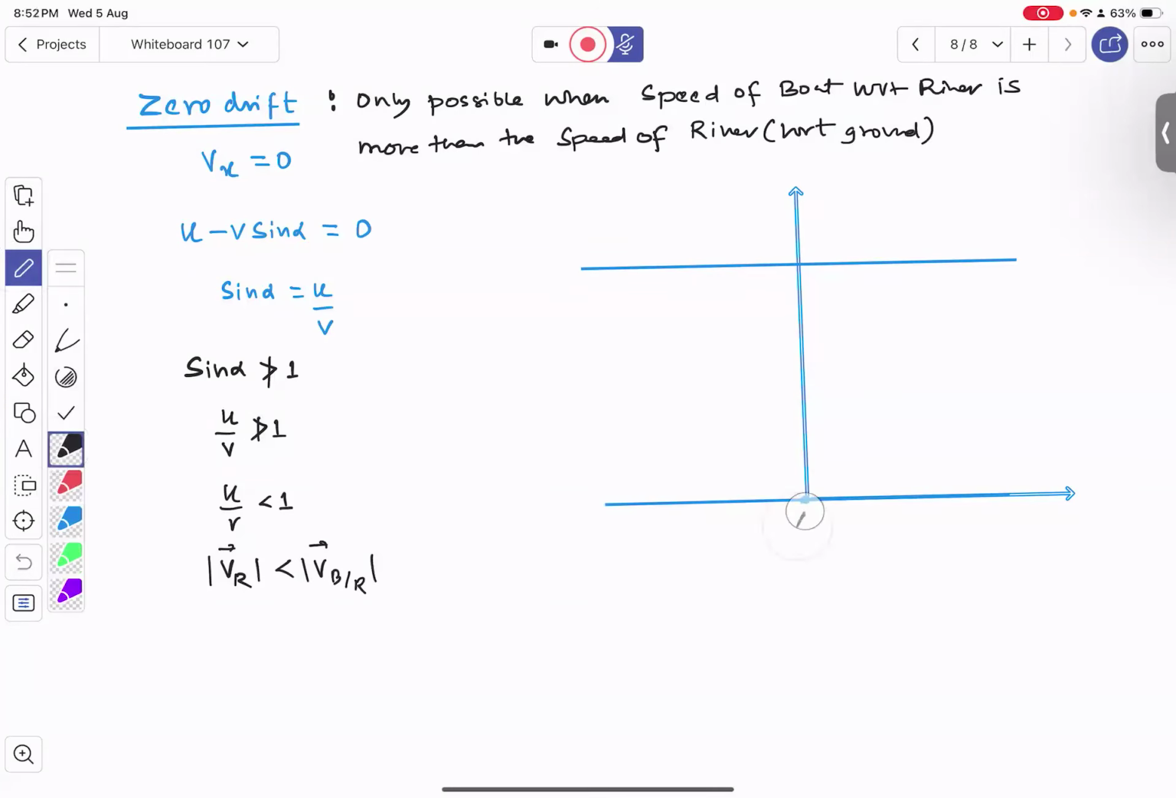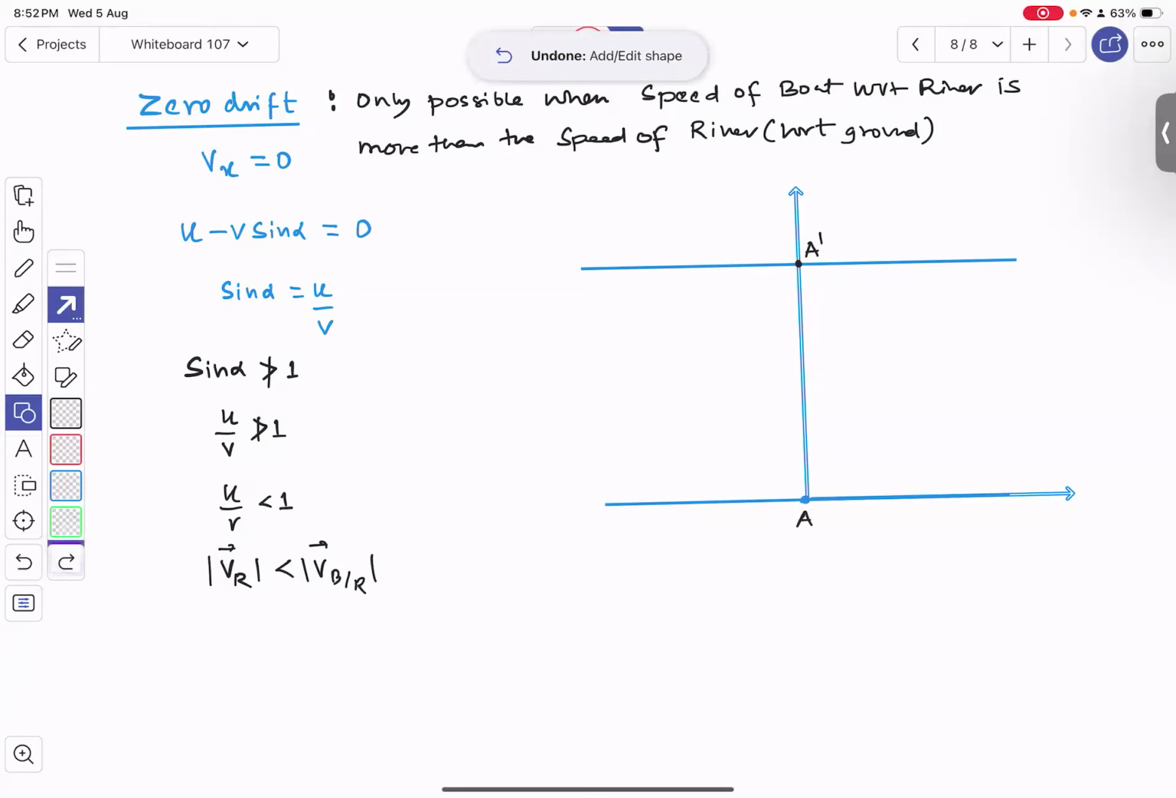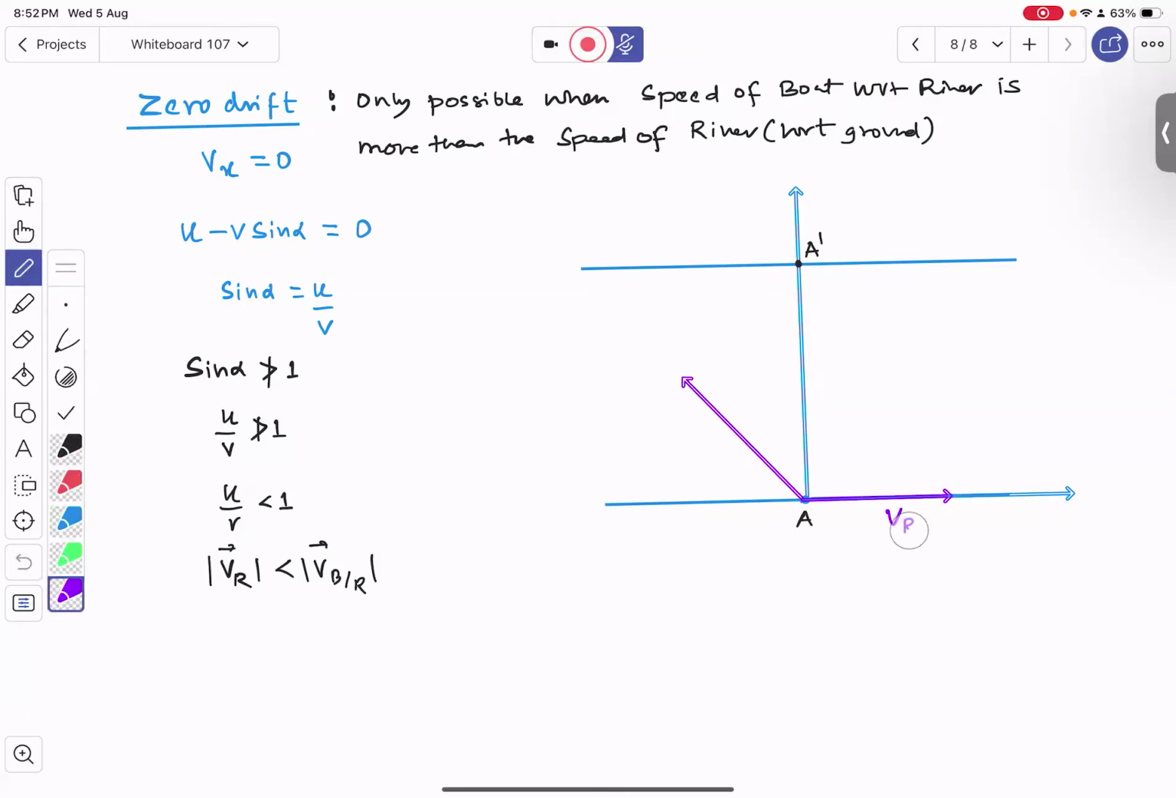Suppose we start from A, then where will we arrive? We'll be arriving at A dash. So this is our VR vector, and this one is our VBR vector, and this is our angle alpha. The resultant of these two will be lying entirely in the y direction, and that is our VB vector.